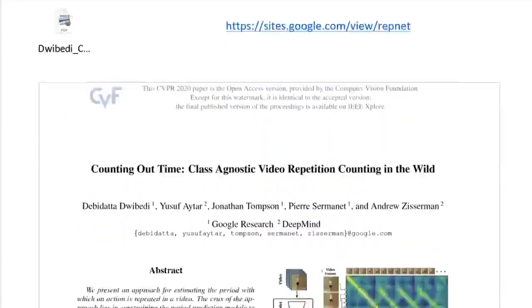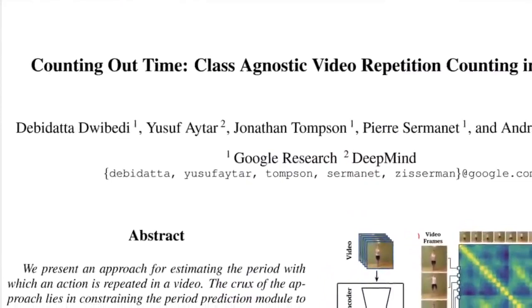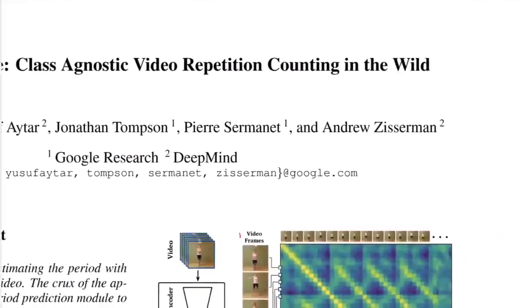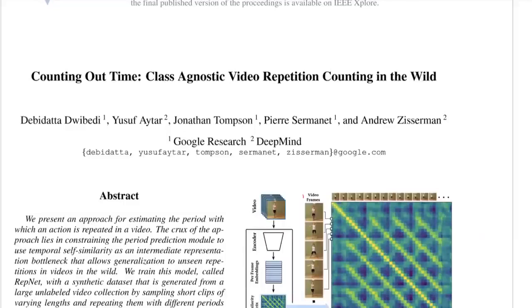So the paper we'll look at is called Counting Out Time, Class Agnostic Video Repetition Counting in the Wild by Debidatta Dwibedi, Yusuf Aytar, Jonathan Tompson, Pierre Sermanet, and Andrew Zisserman of Google Research and DeepMind.